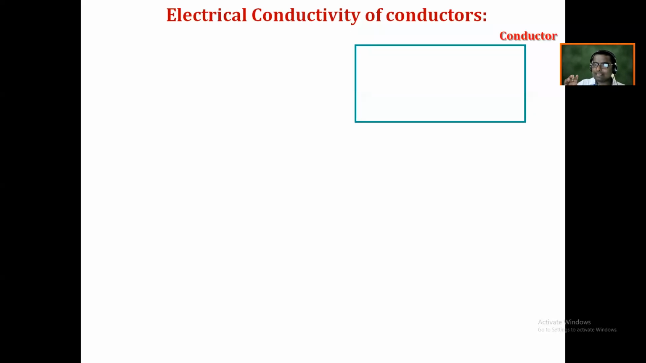Now just by considering the piece of a conductor, will the current flow through that conductor? Yes or no? No, sir. Absolutely no. So what is the requirement to flow the current through that conductor? Energy source. Energy source, potential difference. Is it right?